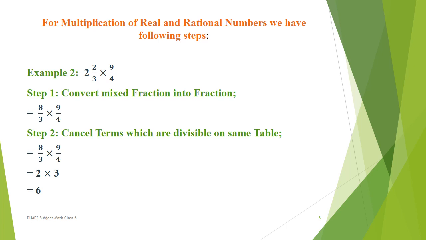So we get 2 multiplied by 3. How do we get 2? Because 4 multiplied by 2, 8. And how do we get 3? Because 3 multiplied by 3, 9. So 2 in the end, 2 multiplied by 3, we get 6. That is your answer of example number 2.